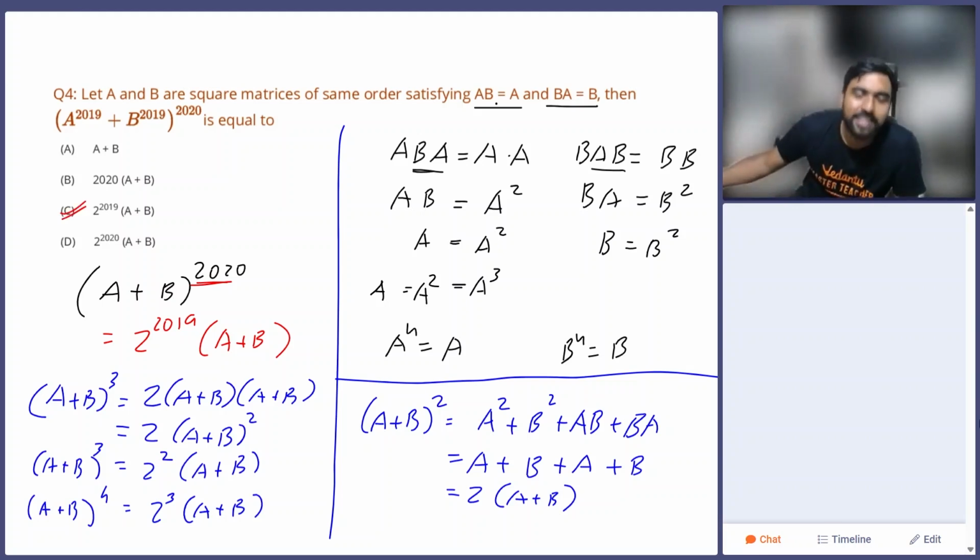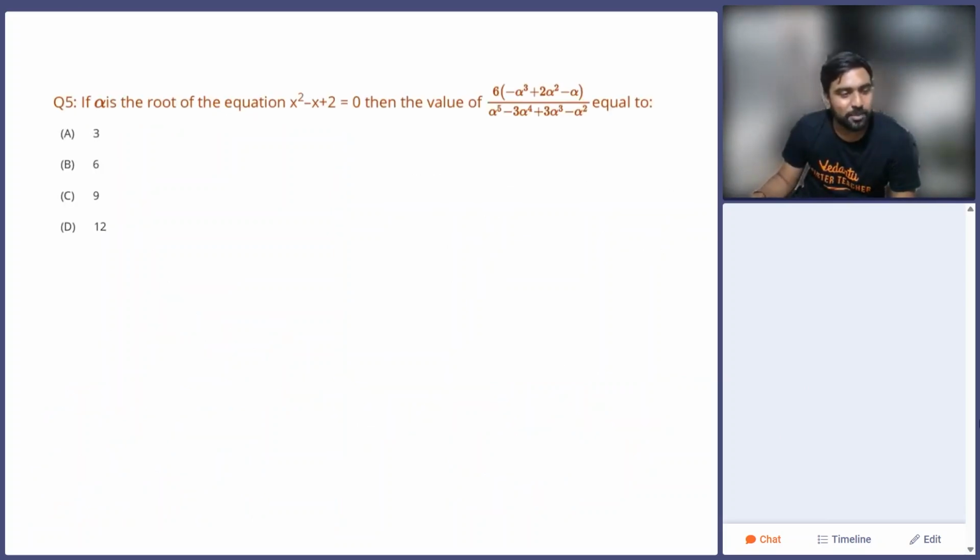Do we have an option? Yes. Option C will be the answer for this question. Plain and simple basic over here. All right. So moving on. Let's have a look at the next one.